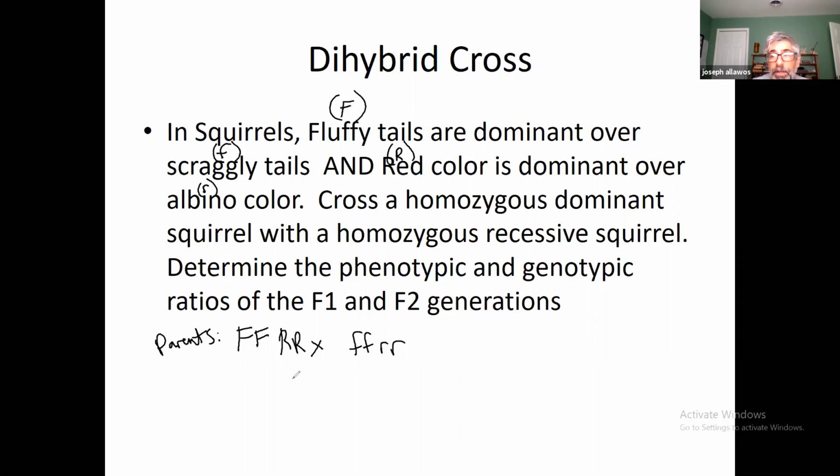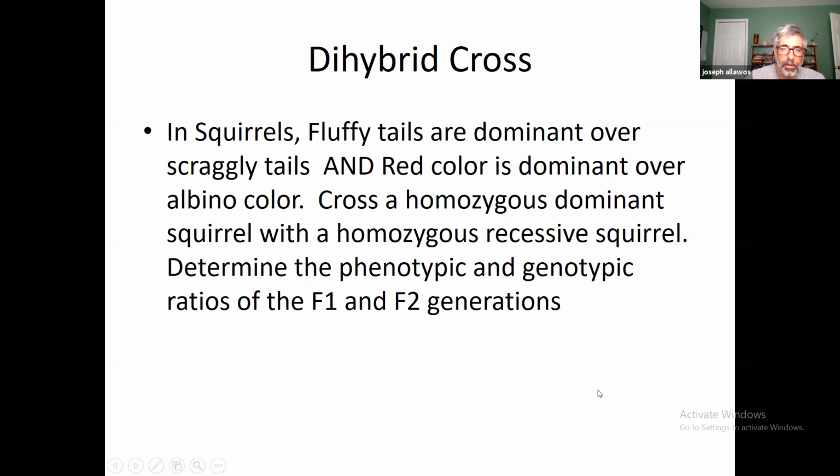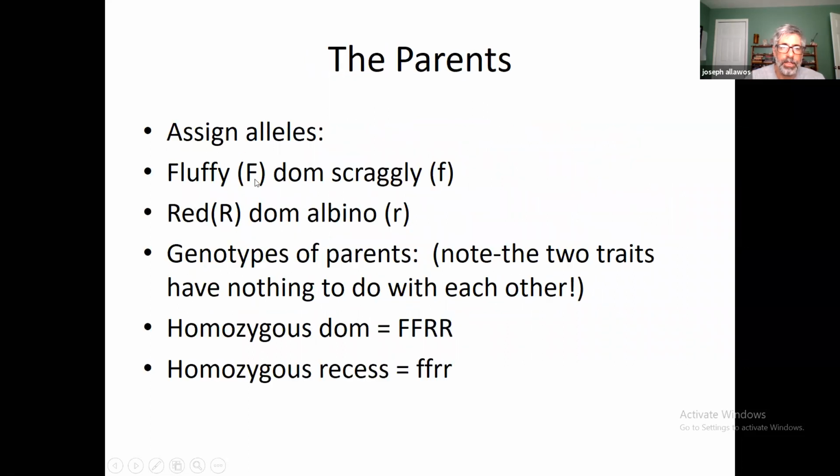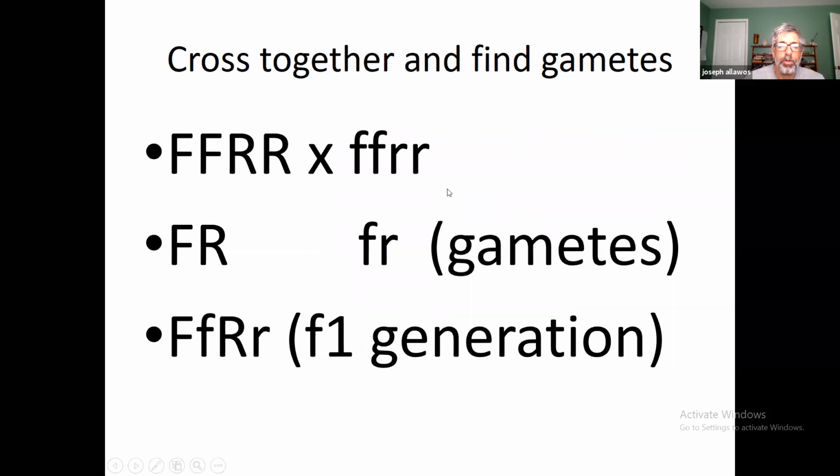Sometimes the most difficult, challenging thing you can do in one of these problems is figure out the parents, right? And we were able to do that here. So what do the parents do? They make gametes, right? So we're going to go, in a second, to the next slide. So that's where we're starting with those parents. So assign alleles, we did that. Here's the homozygous dominant parent. Here's the homozygous recessive parent. We did that. Now we cross them together.